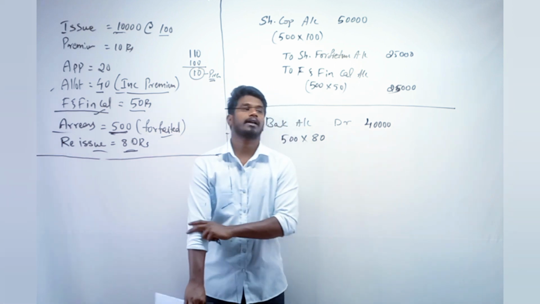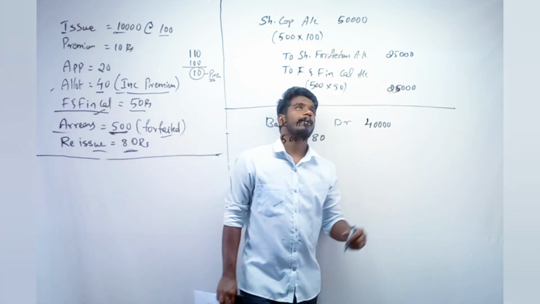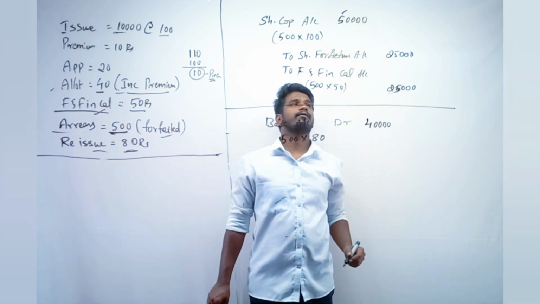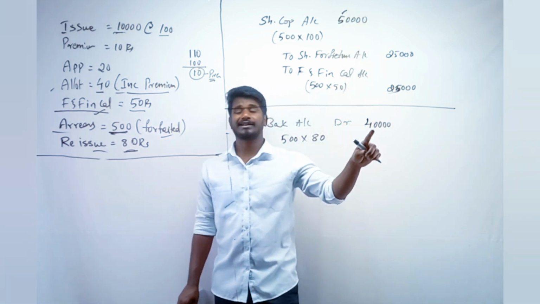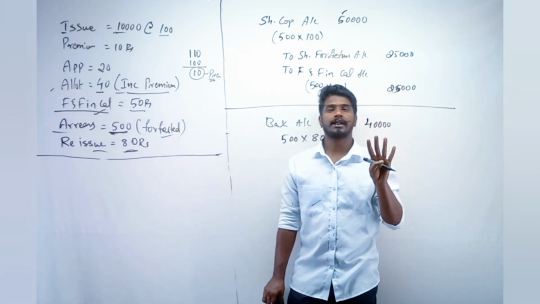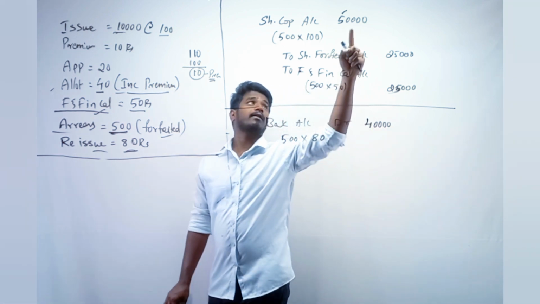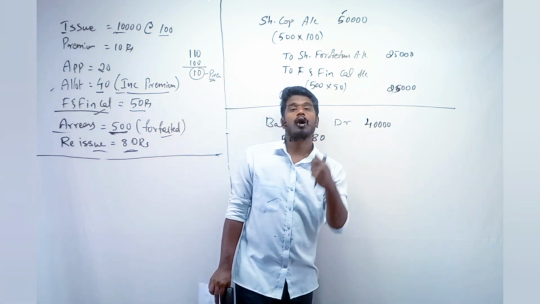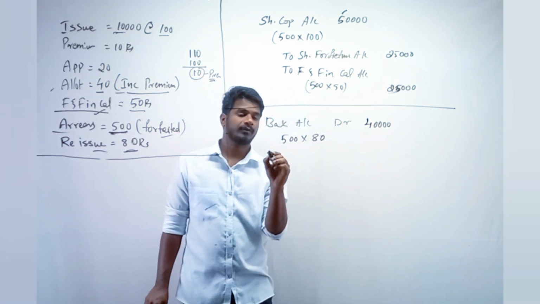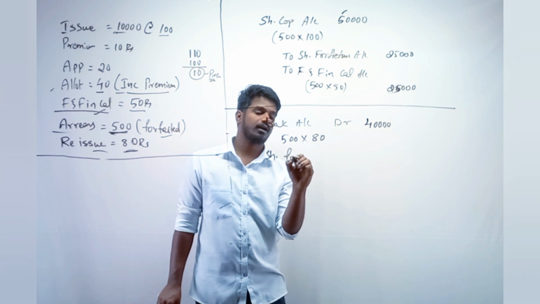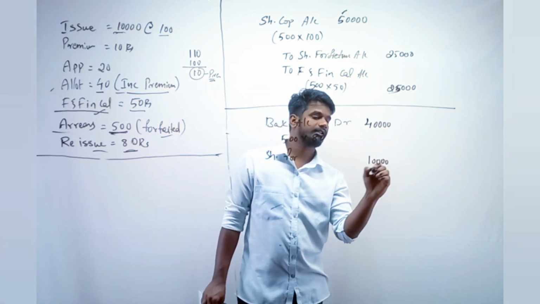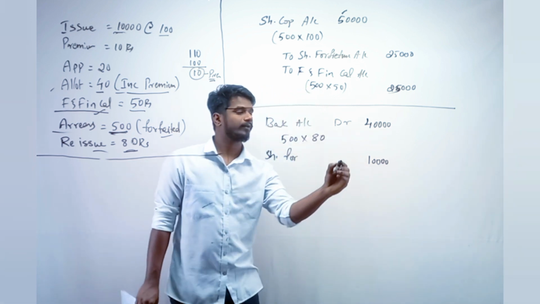Correct. Next, what will we do? We forfeited 500 shares worth 50,000, but we are reissuing them for 40,000 only. So here we are making a loss of 10,000. How can we cover it? Just share forfeiture account. We have the loss on the debit side. Just write 10,000 on debit. Correct.